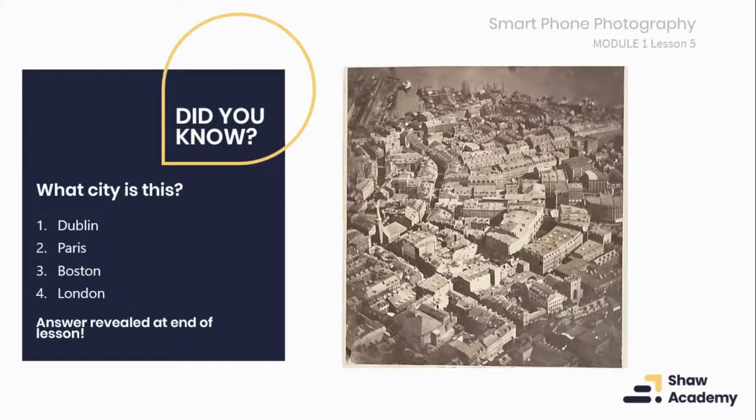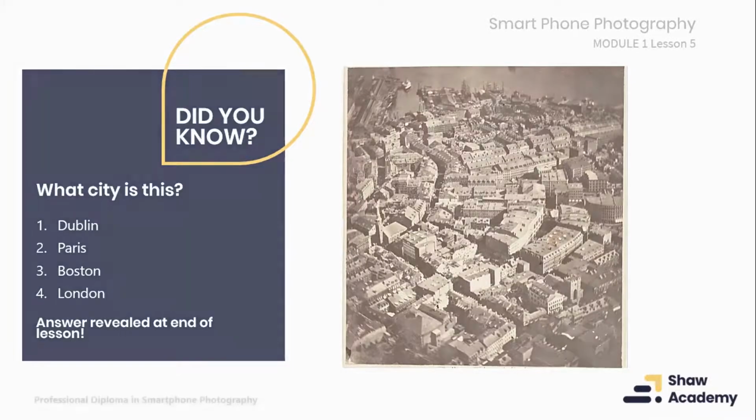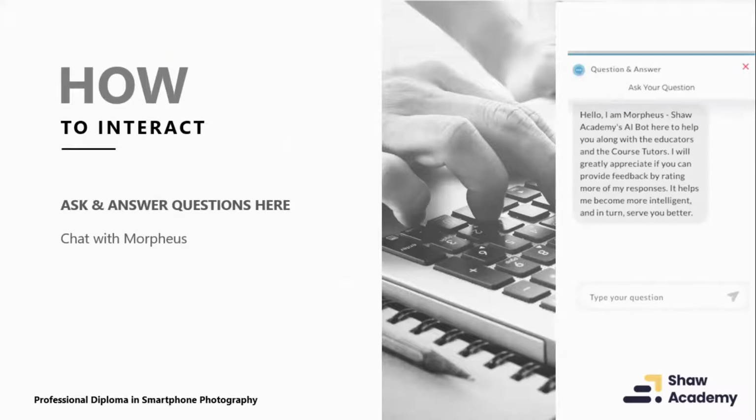Now again, this is a photograph of some significance, so I want you to tell me, what city do you think it is? Is it Dublin, Paris, Boston or London? Just simply type in your answer. You know where to type it in. Simply type it into Morpheus. And remember, you can always interact with us there. Ask us any questions at any stage. And please remember to rate those responses so we can improve them.